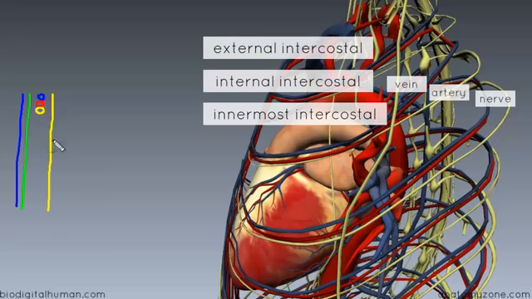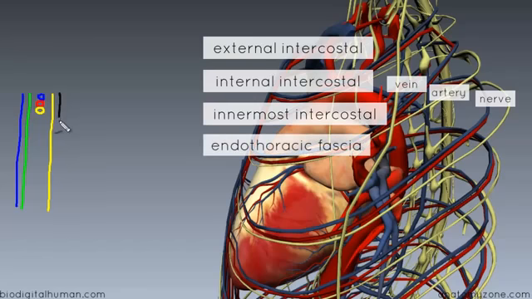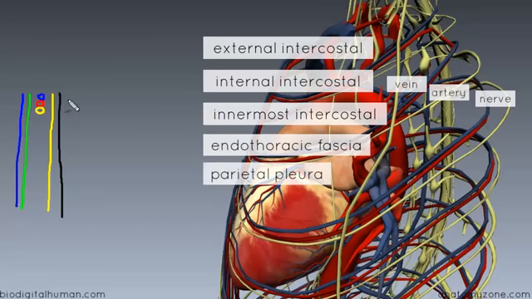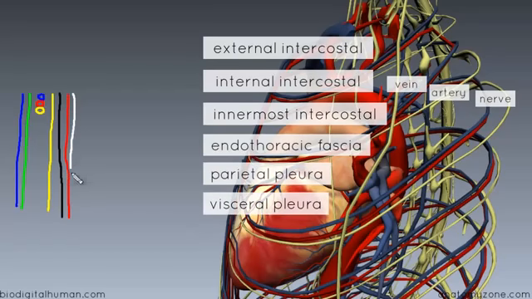And then underneath the innermost intercostal, you've got the endothoracic fascia. And then just underneath this, you've got the pleura. So you've got the parietal pleura, and then you've got the visceral pleura, and then you've got the lung tissue under that.